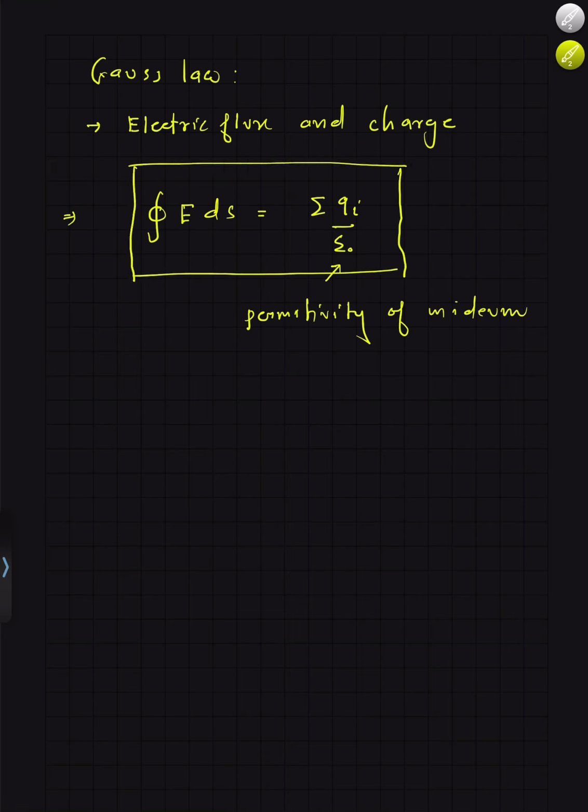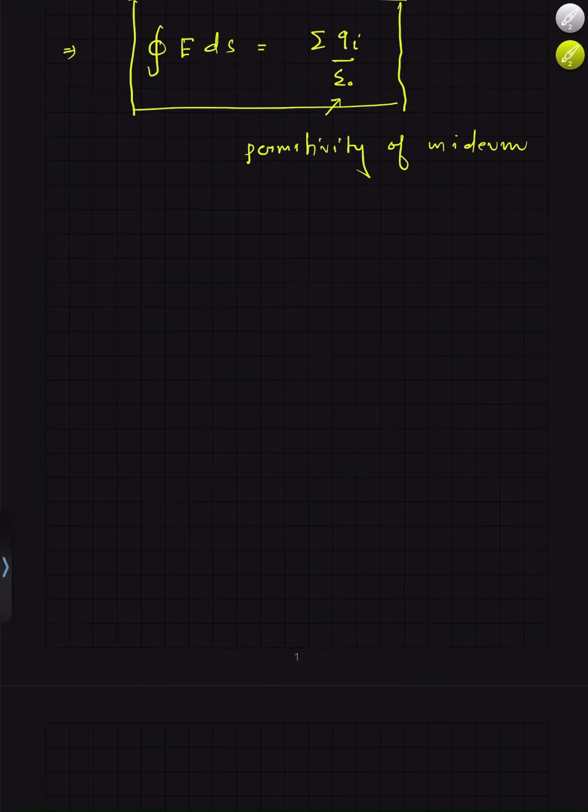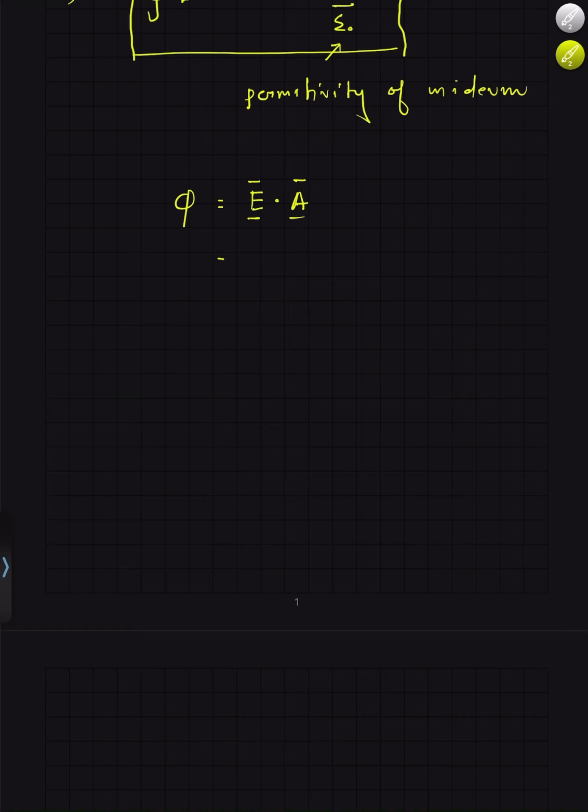So we revise what flux is. We know electric flux phi is given by the electric field associated with any area. It is the dot product of the electric field and the area vector, which results in E A cos theta, where theta is the angle between the electric field vector and the area vector.